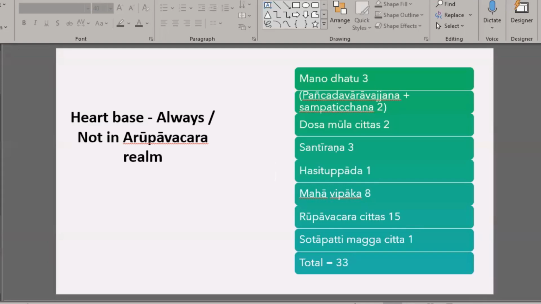Therefore, whether in the kama realm or rupa realm, Rupavachara chittas arise only in the Kamavachara realm and Rupavachara realm. They need some object to start and to continue their jhana chittas.